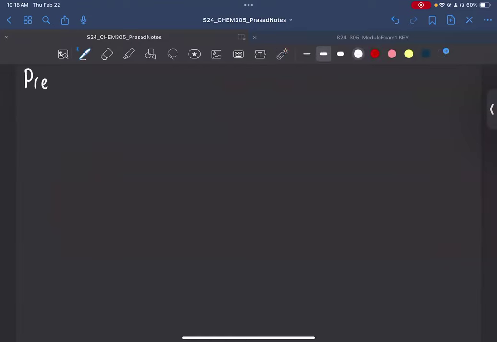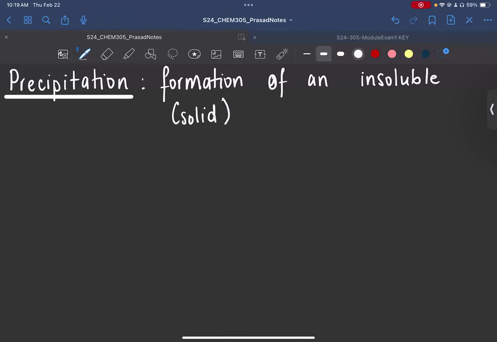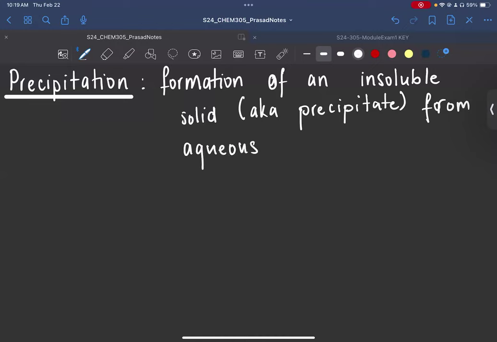We have precipitation. Precipitation involves the formation of an insoluble solid. And when I say solid, I quite literally mean like a solid chunk, AKA precipitates, from aqueous reactants. Precipitation is the formation of an insoluble solid, which is formed from aqueous reactants.